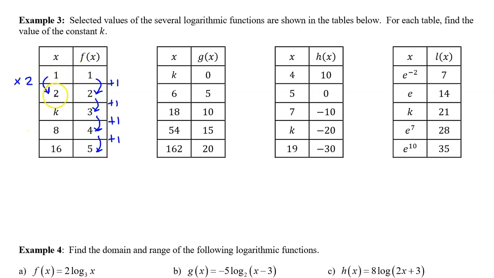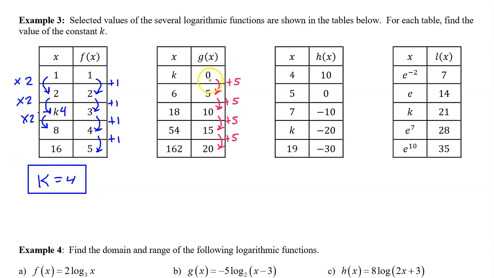The first ratio is 2. 2 divided by 1 is 2. That means the next ratio must also be 2. So if we multiply 2 by 2, that will give us k is equal to 4. And then we can mentally check by carrying on. If we then multiply that by 2, 4 times 2 is 8, and the pattern continues. So k equals 4.